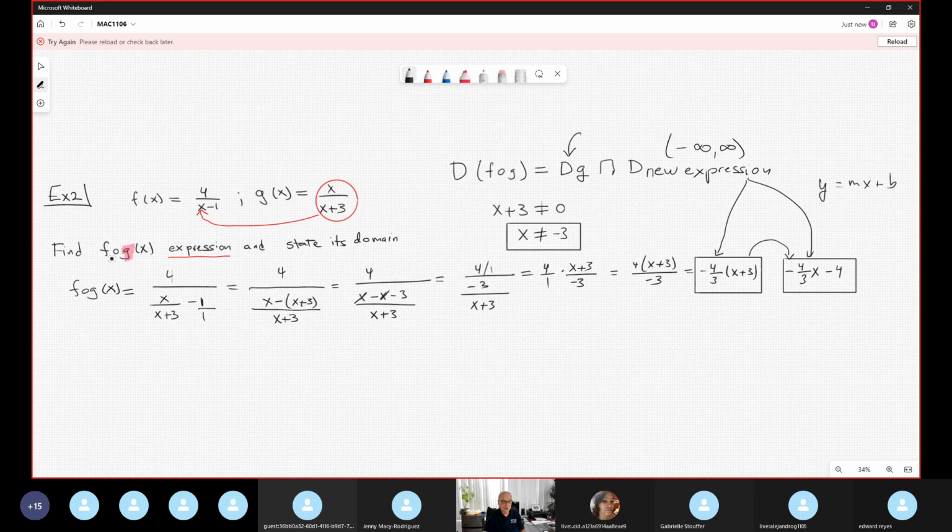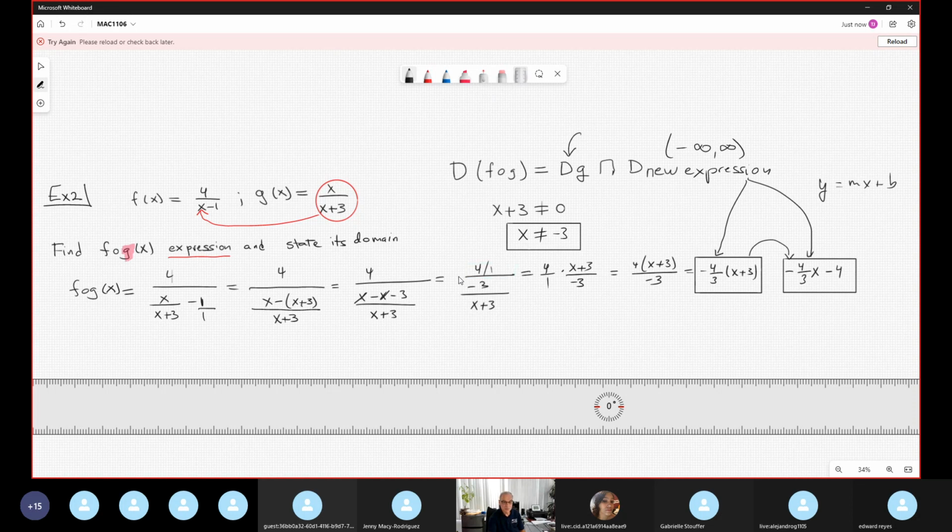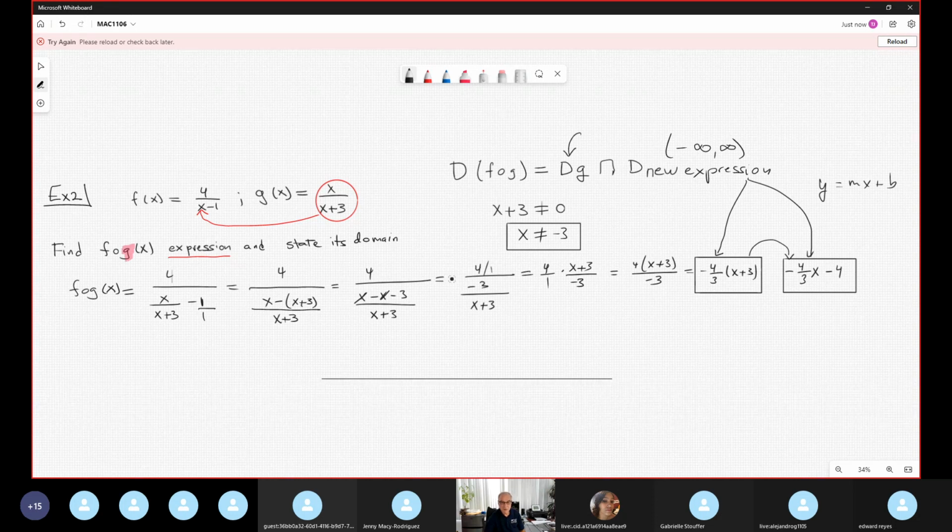And this is my domain. So basically, you always write it in interval notation: negative infinity to negative 3, and negative 3 to infinity. And at negative 3, I know that we have a hole.